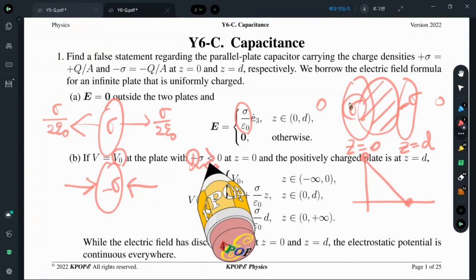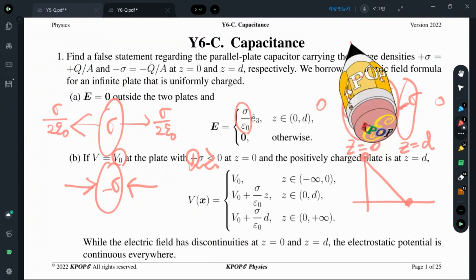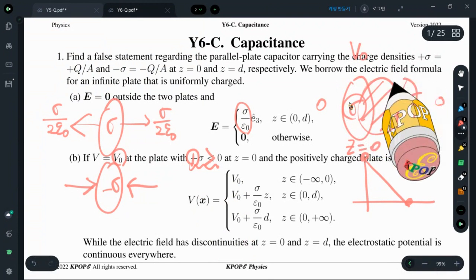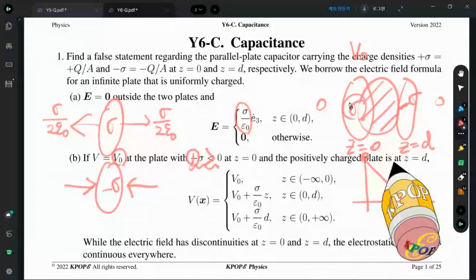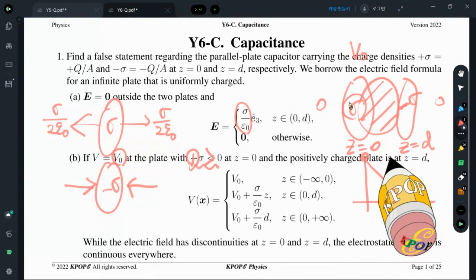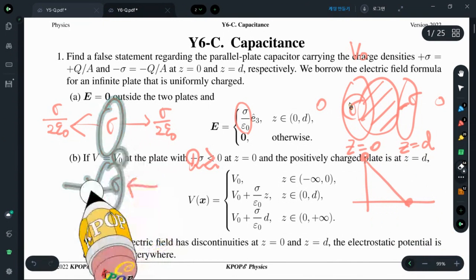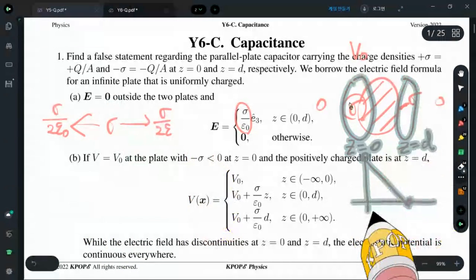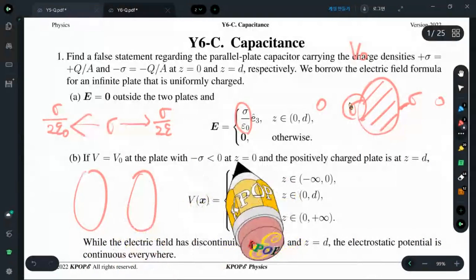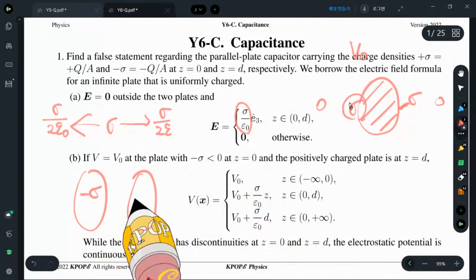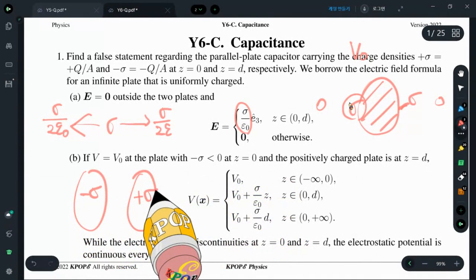Plus sigma at Z equals 0. Okay, so here this is V0, and the positively charged plate, wait a second. No, this is a different problem. This problem, there's nothing wrong. We have minus sigma here. This is plus sigma here.